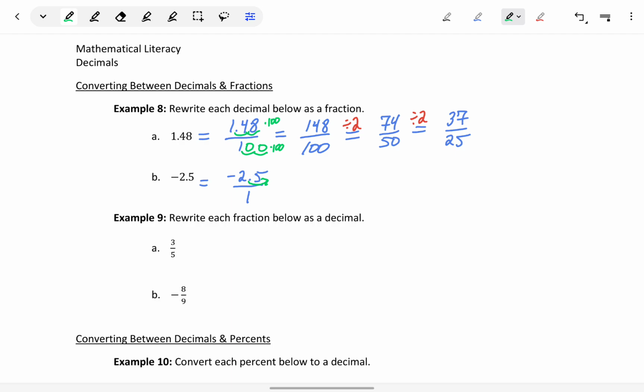In the numerator, we had to shift the decimal place once, so we'll shift the decimal place once in the denominator as well, leaving us with negative 25 over 10. In this case, both of these values are divisible by 5, so we'll be left with negative 5 over 2 after we finish converting that decimal value into a fraction.